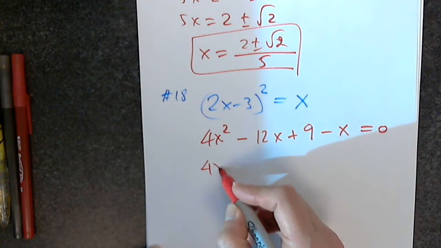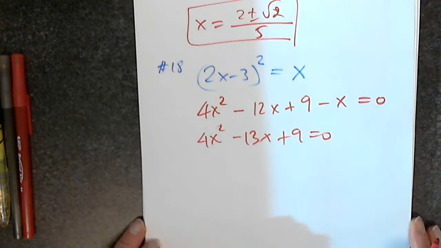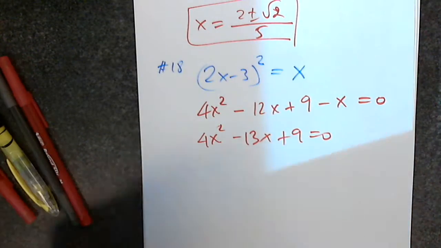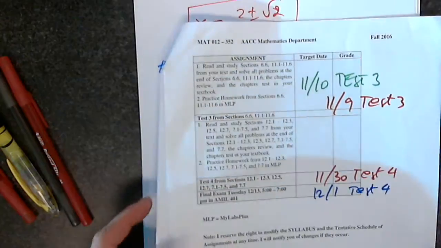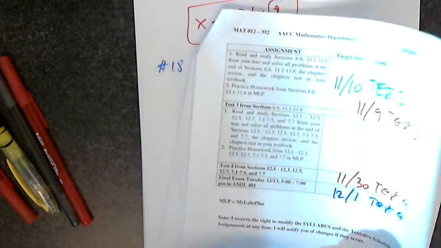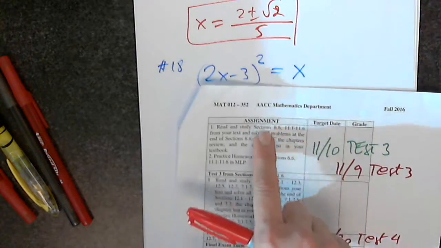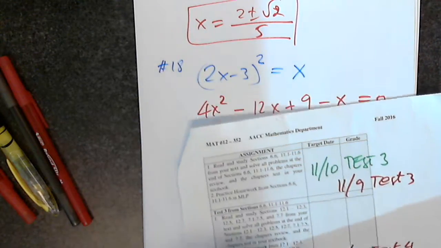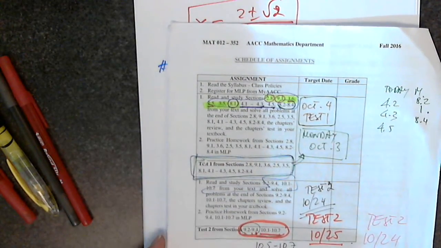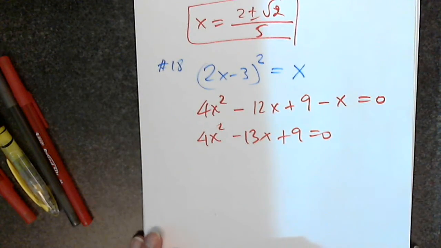So then this becomes 4x squared minus 13x plus 9 equals 0. And now we want to solve this. So this was done because this was the last test. This is what we are working on right now. And then we're going back to test 2 and then to test 1. So this is everything from test 3.